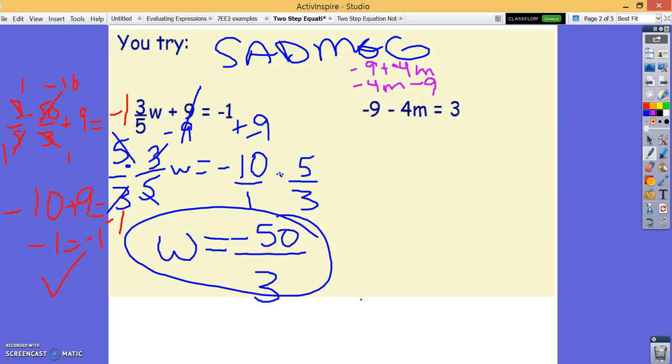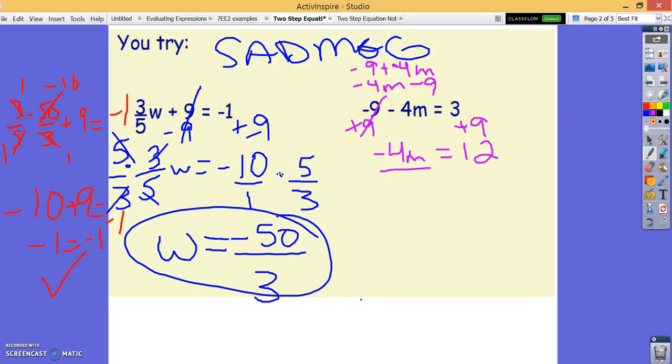So as a result, instead of minus 9, what I would be doing to both sides of the equation is adding 9. Now, adding 9 is the same as subtracting a negative. So either way, this cancels out. Negative 9 minus negative 9, or negative 9 plus negative 9, negative 9 plus 9. Either way, that cancels out. So I'm left on the left-hand side with negative 4m equals 12.